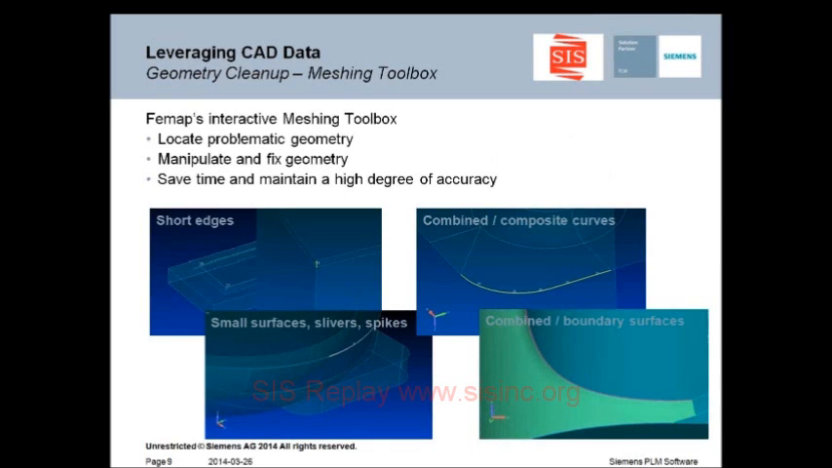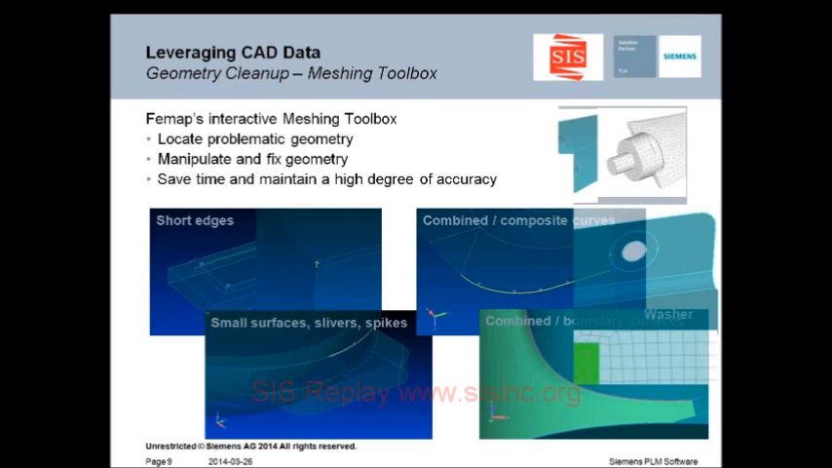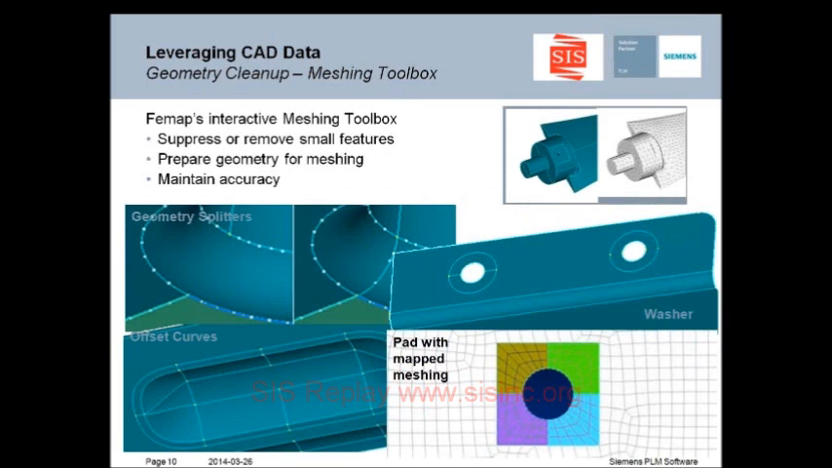So if you look at some of the things you can do in Femap, there is this meshing toolbox available. It's an interactive toolbox so that you can actually bring the model in and work interactively with the model, locating problematic geometry, manipulating it, fixing it, and you can save time and maintain a high degree of accuracy for when you create the FE model a bit later on. And some of the things there, you can find short edges, small surfaces. You can fix things up by combining curves and combining surfaces to make boundary surfaces, so you can eliminate small detail but maintain the overall topology of the model that way.